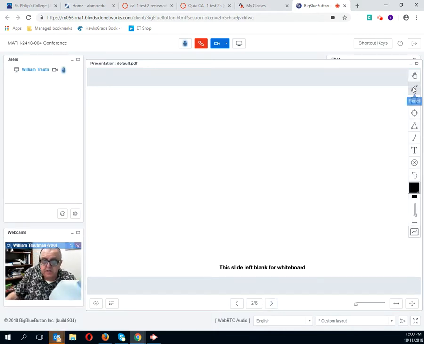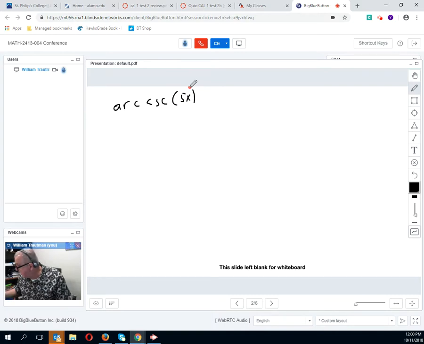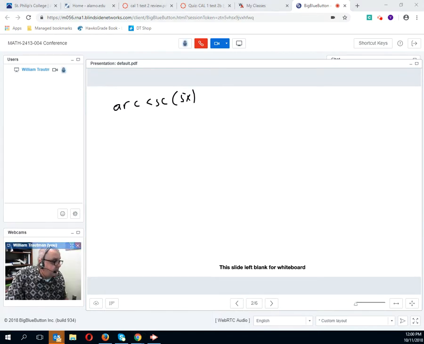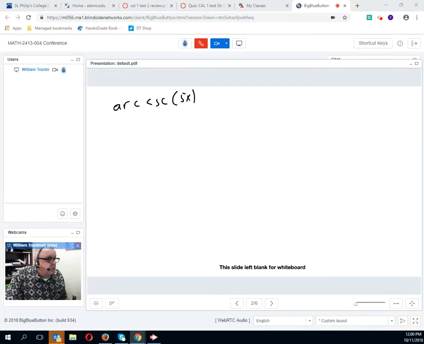Let's find the derivative of arc cosecant 5x. Is that what I wanted? Okay, I'm glad I picked that, because there are a couple that are not on the formula sheet. Arc cosecant is not on the formula sheet, but it's in the book. So when you do the homework, that is in the book. Give me a second.